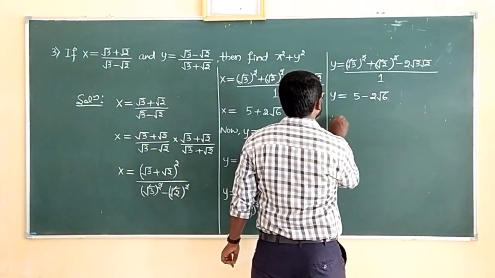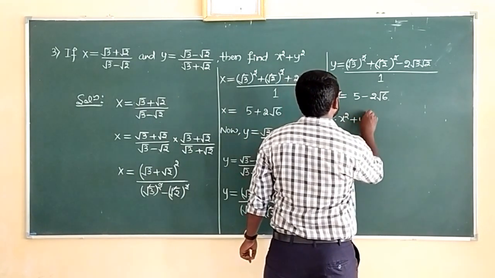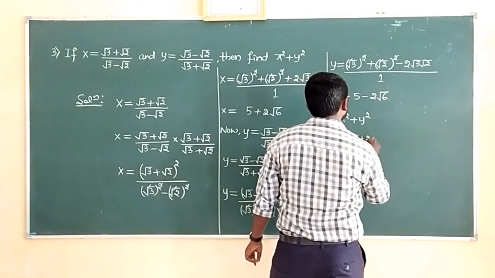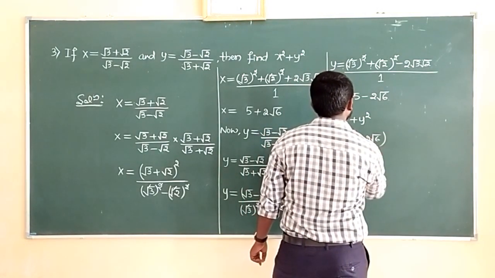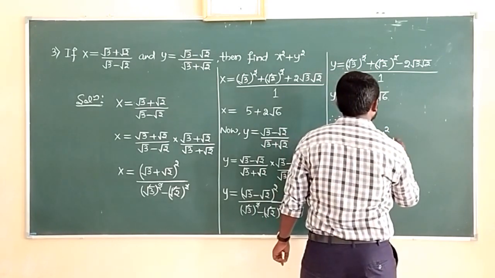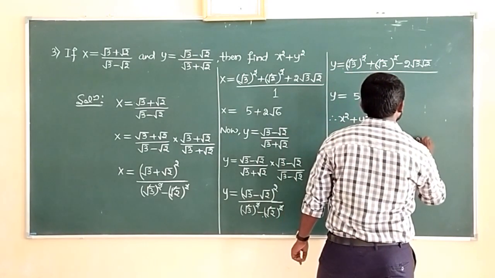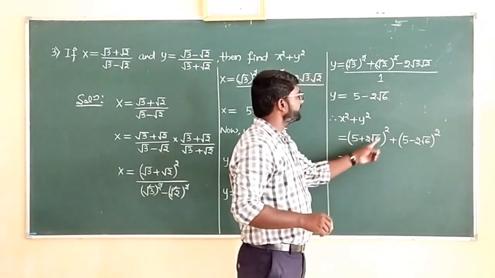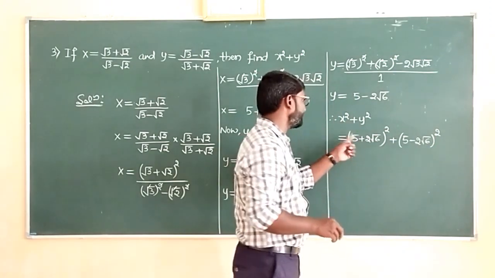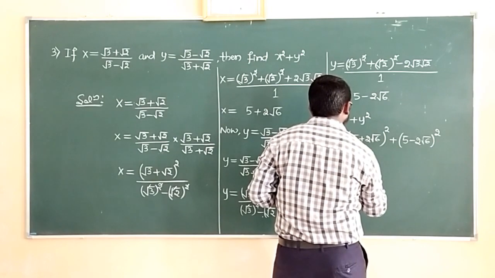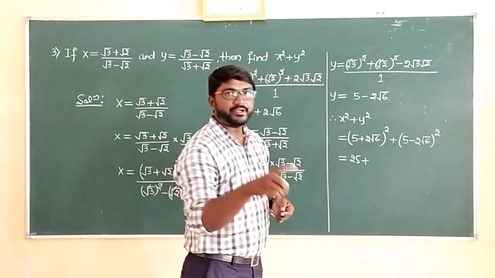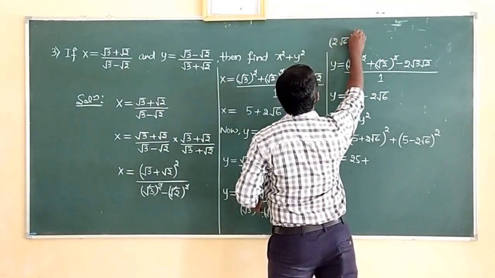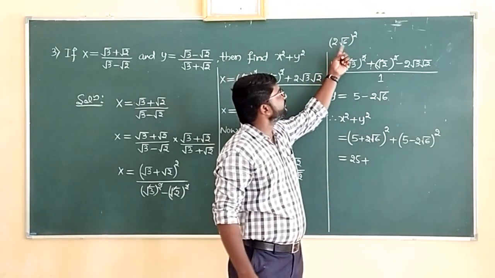So therefore x square plus y square, this is equals to, I write x square now. So 5 plus 2 root 6 the whole square plus y square, then 5 minus 2 root 6 the whole square. So now expand this. a plus b the whole square and here a minus b the whole square. a square, 5 square will be 25, plus b square, 2 into root 6 the whole square. So here 2 times root 6 the whole square.